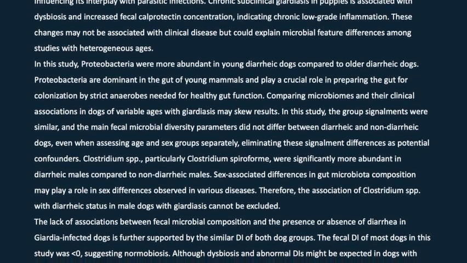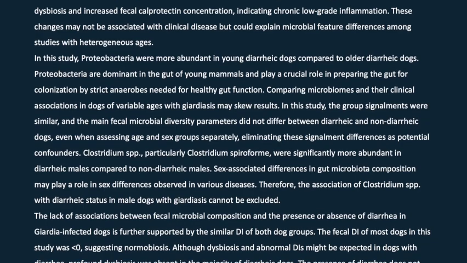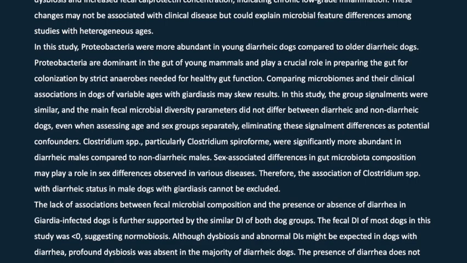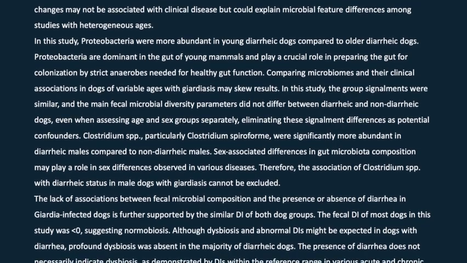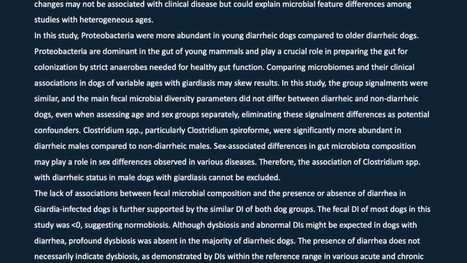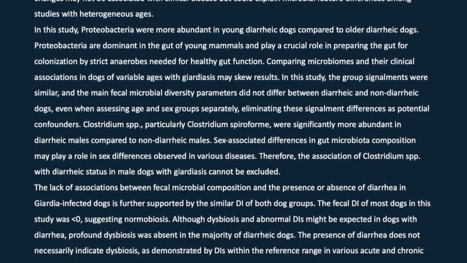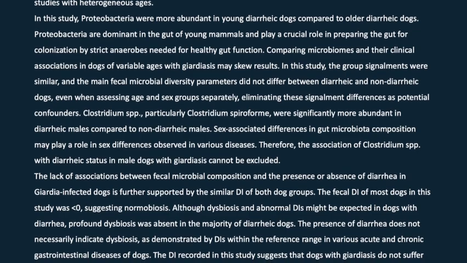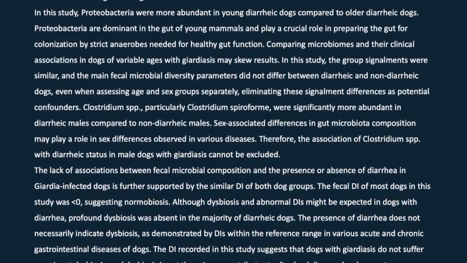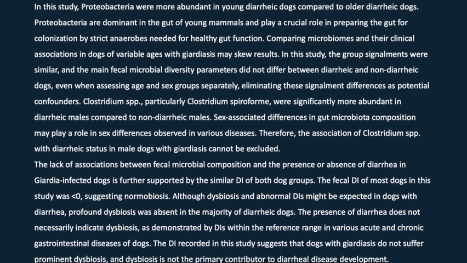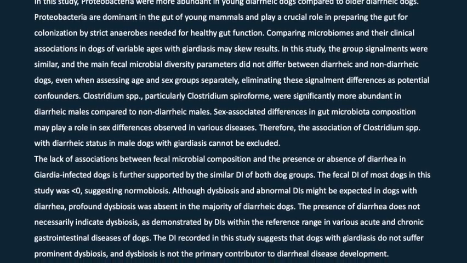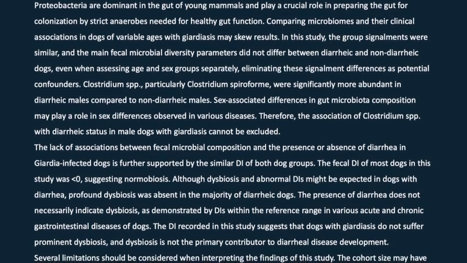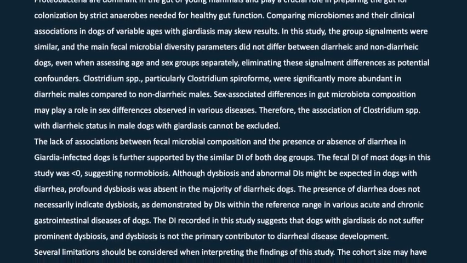Clostridium spp, particularly Clostridium spiriform, were significantly more abundant in diarrheic males compared to non-diarrheic males. Sex-associated differences in gut microbiota composition may play a role in sex differences observed in various diseases. Therefore, the association of Clostridium spp with diarrheic status in male dogs with giardiasis cannot be excluded. The lack of associations between fecal microbial composition and the presence or absence of diarrhea in Giardia-infected dogs is further supported by the similar DI of both dog groups.